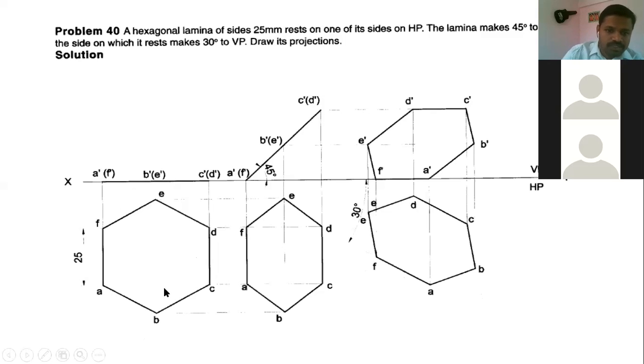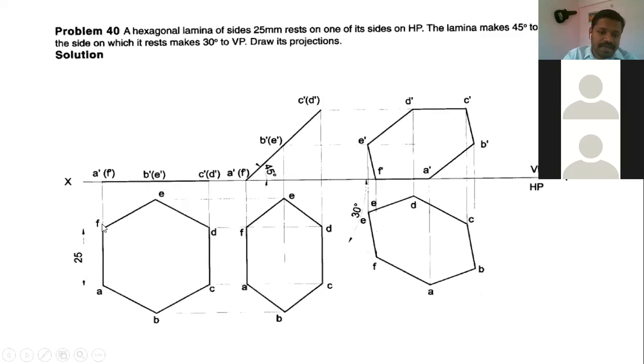I'll explain. So now getting into the problem, it says a hexagonal lamina. Hexagon is nothing but 6 sides, which is known to everyone. So there are 6 sides: 1, 2, 3, 4, 5, 6. That's why it's called a hexagonal lamina. Each side is 25 mm in length. This is 25 mm, this is 25 mm, 25, 25. Each side will be an equal length of 25 mm. Resting on one of its sides on HP.